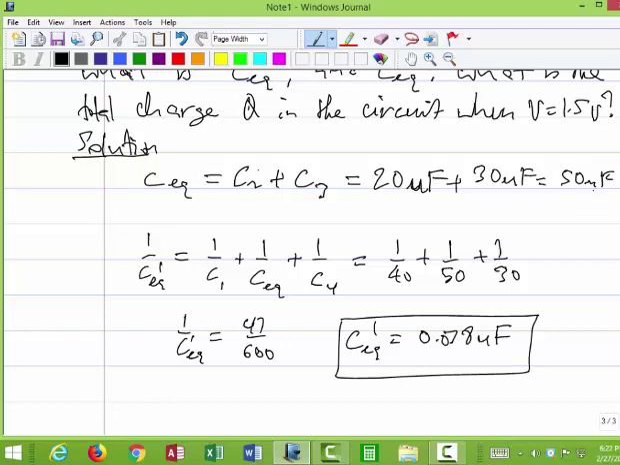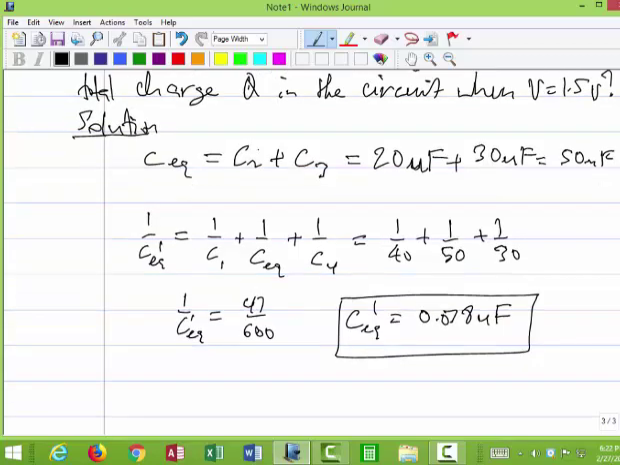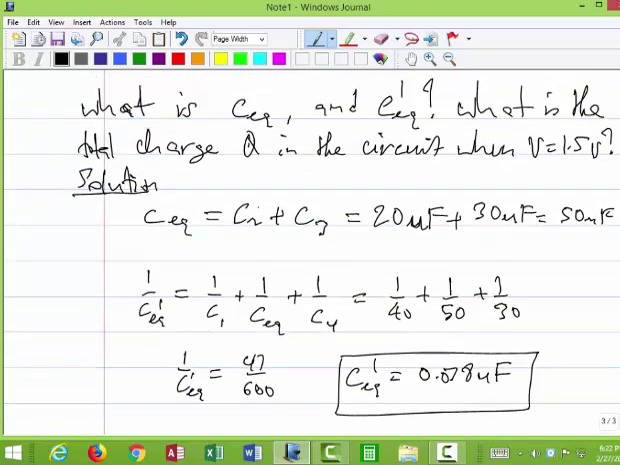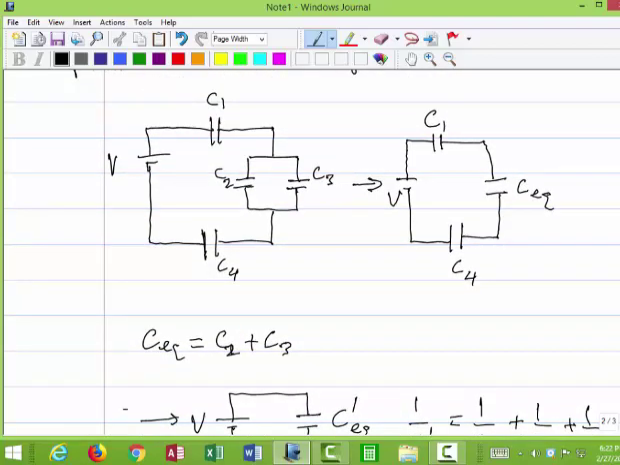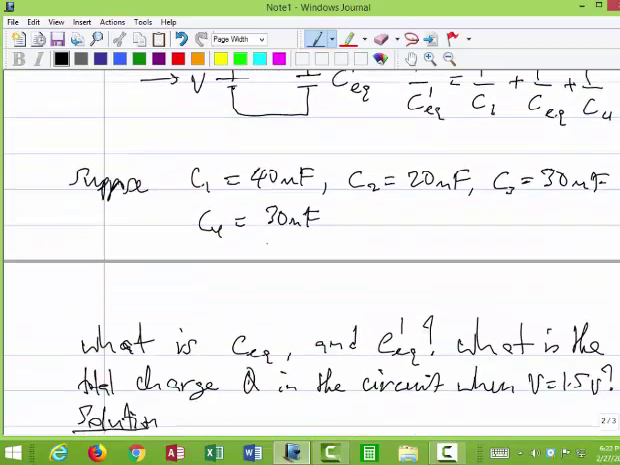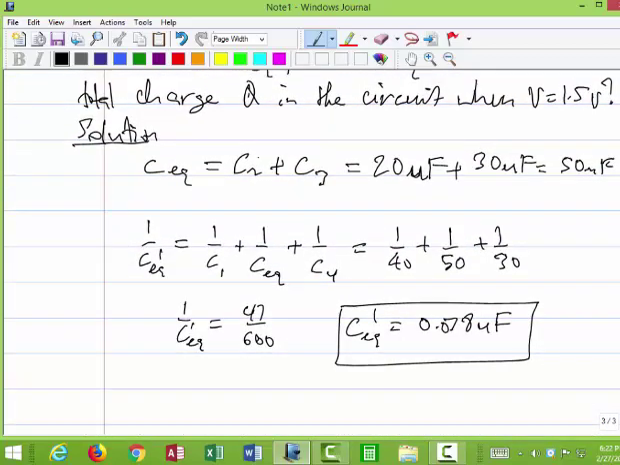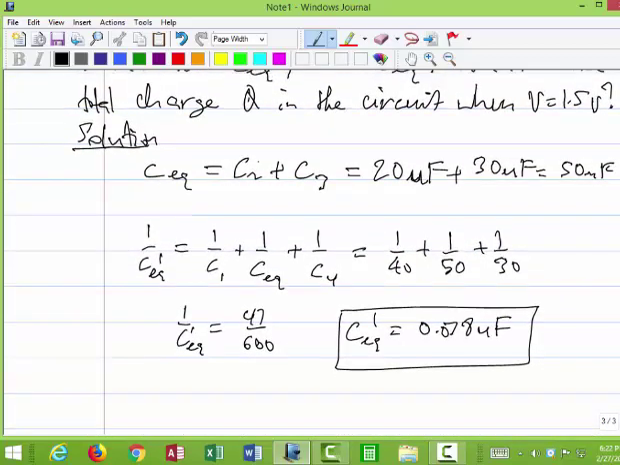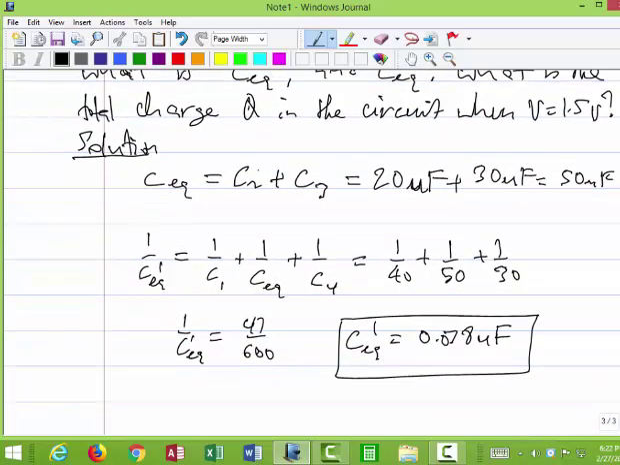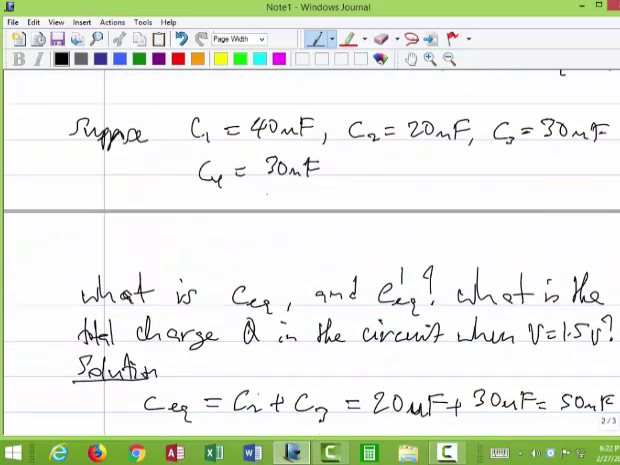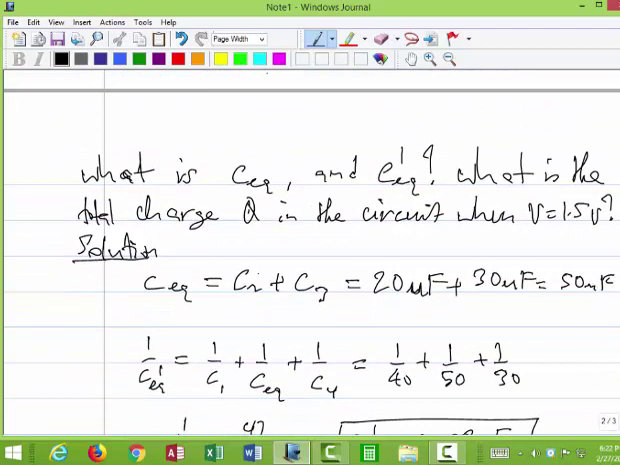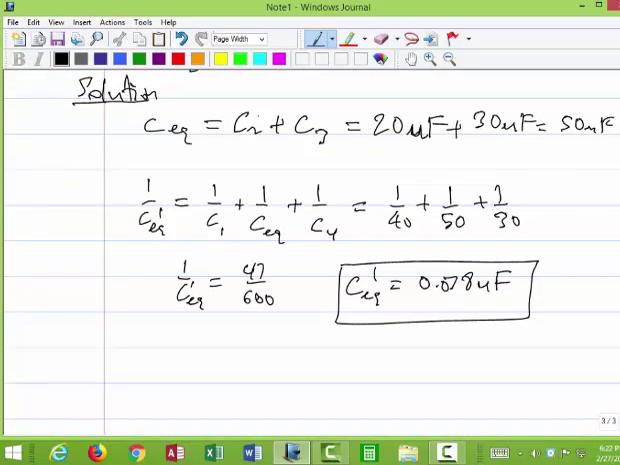So what I want you to see from this is that the equivalent capacitance for the series combination is less than the capacitance of each element in the circuit. You can see that when we had a series combination, we were looking for C equivalent prime, and C equivalent prime is 0.078 microfarads. So the series combination makes it very small, the parallel combination makes it large. In this series combination it's 0.078, and the parallel combination was 50 microfarads. So now we have our equivalent capacitance.